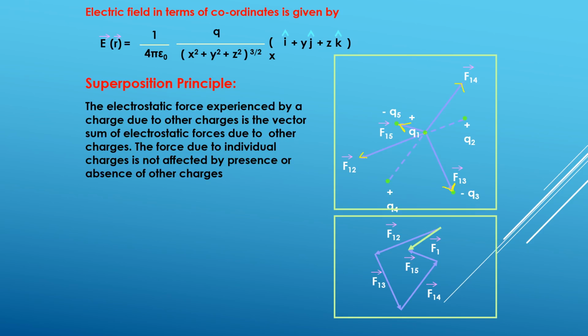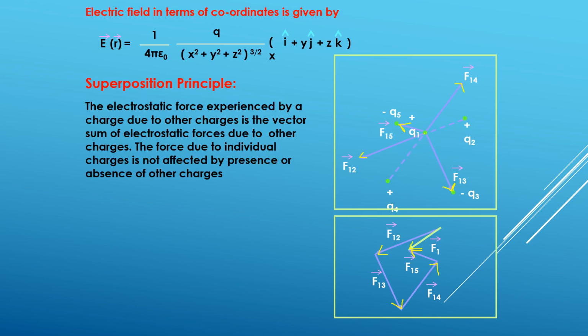This is your F12, F13, F14, F15. So these vectors are in the same order, and we know that the resultant will be in the opposite order. So this will be the resultant, and this will be equal to F12 plus F13 plus F14 plus F15. So the net force on charge q1 is the vector sum of the forces exerted by other charges on charge q1.